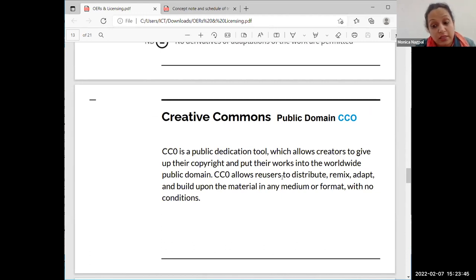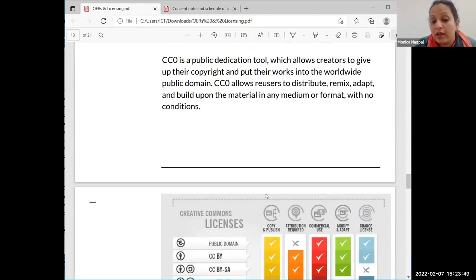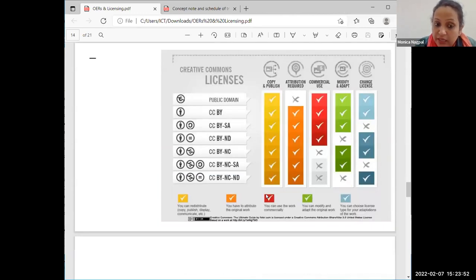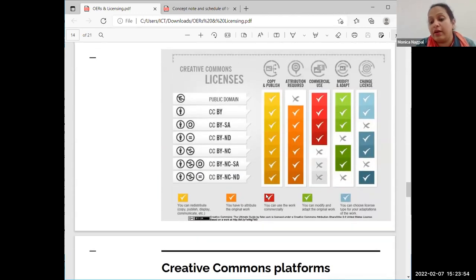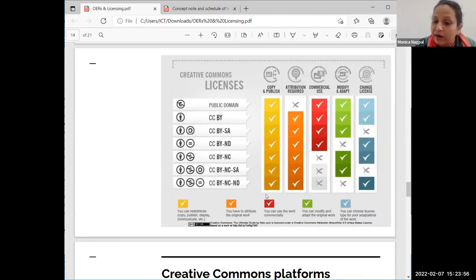But here, since we don't have to give attribution, as an educationist, I would like to insist that you always give attribution. Even when you give attribution, you will not lose anything out of it. So always, always make it a habit, if you are using any kind of content from online resources, always give attribution. Right?